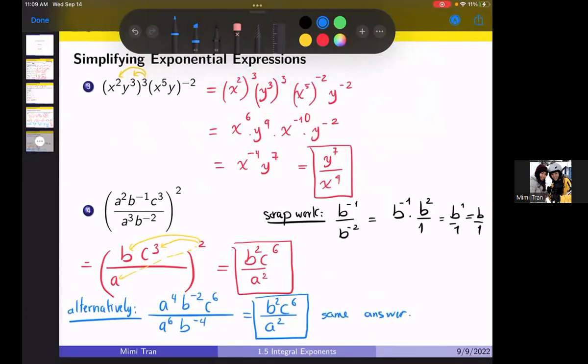Yay, we're done with 1.5. It's short, but it's important because you see it again and again. It's kind of like factoring.